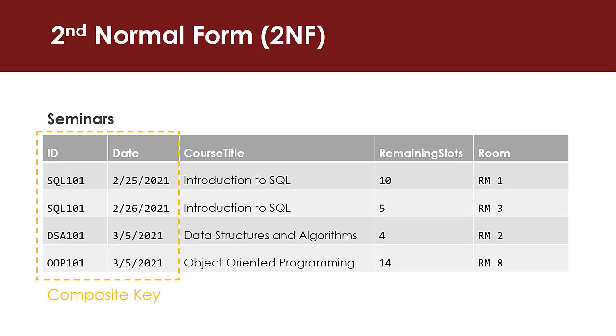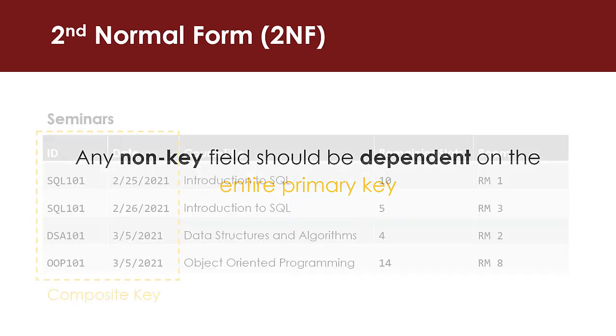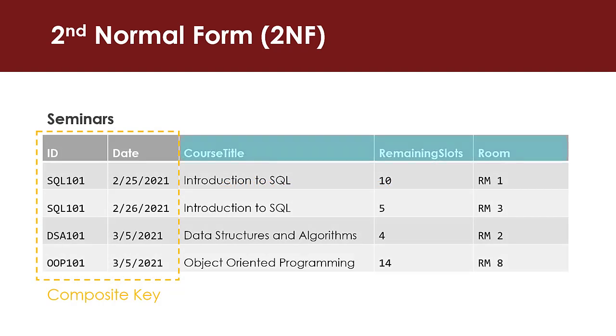So, what's wrong with this table? Although it looks good, the second normal form states that any non-key field should be dependent on the entire primary key. And in this illustration, we have the course title, remaining slots, and room fields as our non-key fields. If you investigate further, course title is only dependent on the seminar ID field and not on the entire primary key. This leads to data inconsistency.